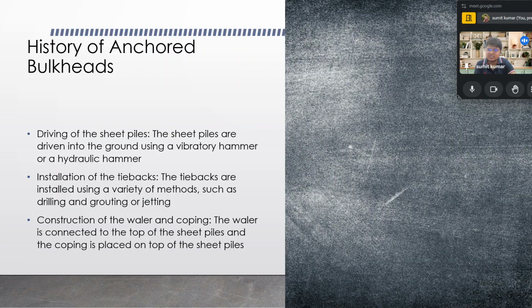Now, when we talk about the history of the anchor bulkhead, we have said it is a 100-year-old technology which we have been using from a very long time ago. So, first of all, the sheet piles are driven into the ground using a vibratory hammer or a hydraulic hammer. Then the tiebacks are installed using a variety of methods such as drilling and grouting or jetting. Then the waler is connected at the top of the sheet piles.